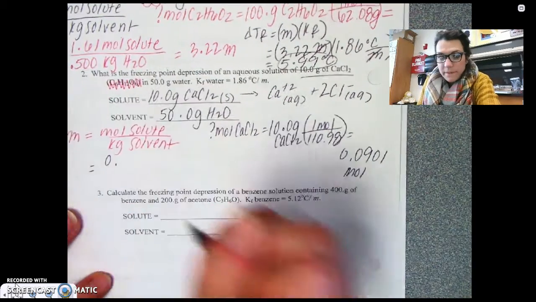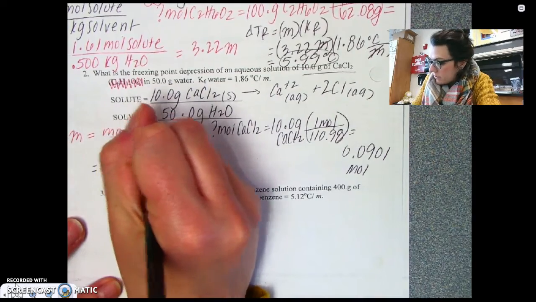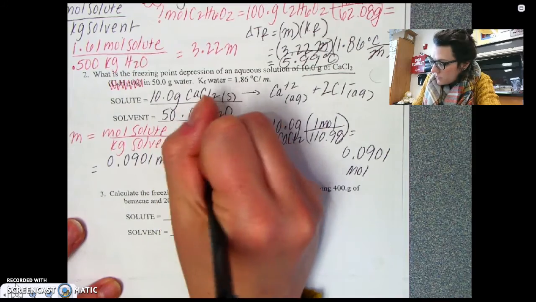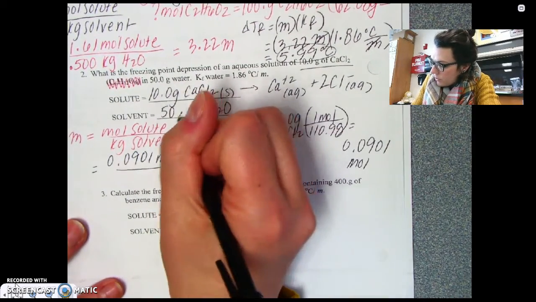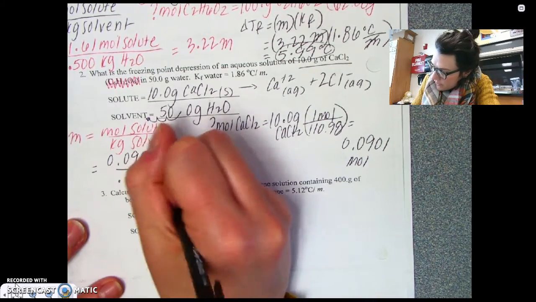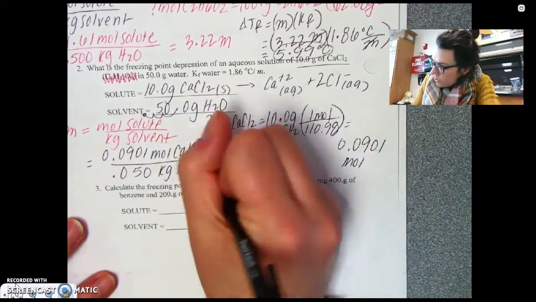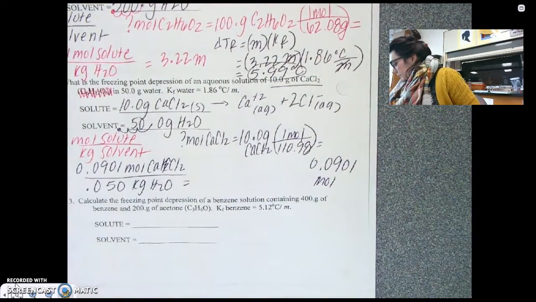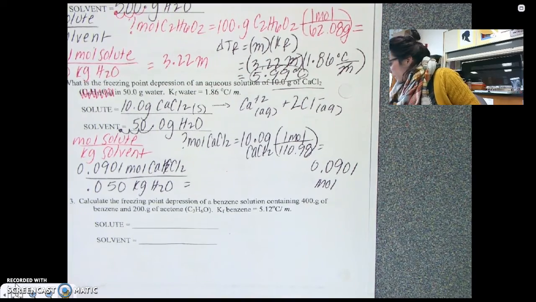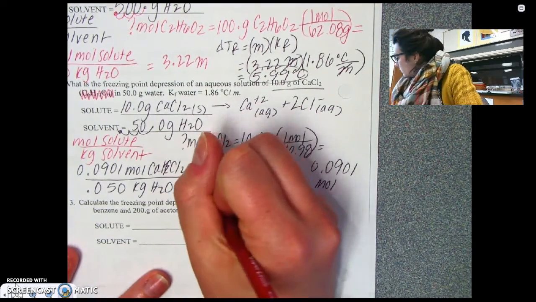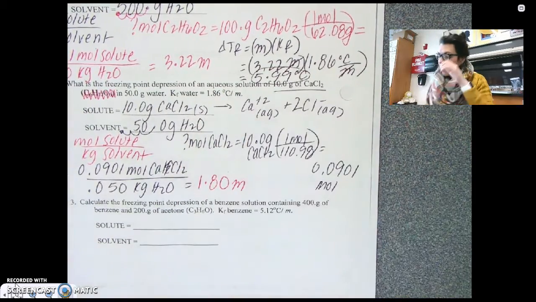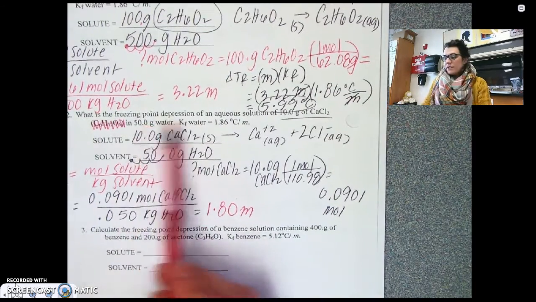Okay? So that's what's going to go on top. So I have 0.0901 moles of calcium chloride divided by 0.50 kilograms of H2O. So my molality here is going to be 0.0901 divided by 0.05. My molality is going to be 1.80 molal. But the question is asking for the freezing point depression.